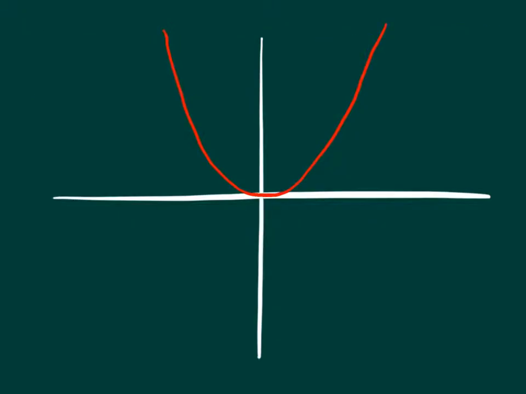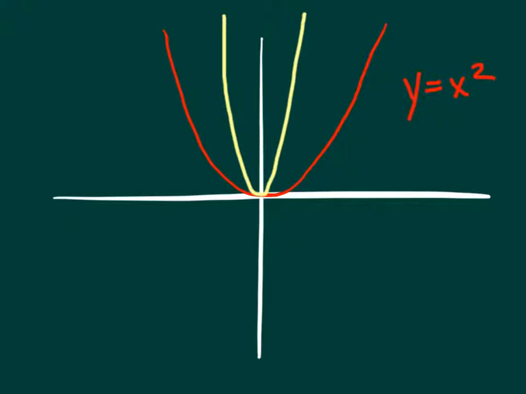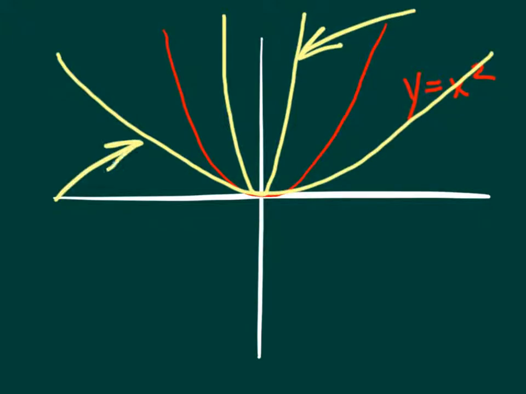The red is y equals x squared, and if you change colors here, if you do a vertical stretch by an integer factor, it's going to look like that. If you have a factor of 1/2, 1/3, 1/4, and so on, then it's going to look like this. That would be a shrink in terms of vertical.